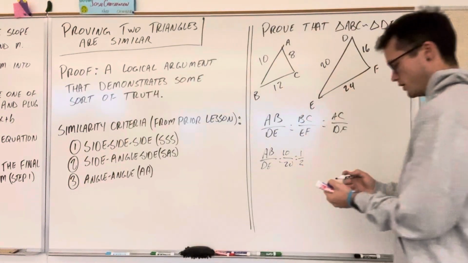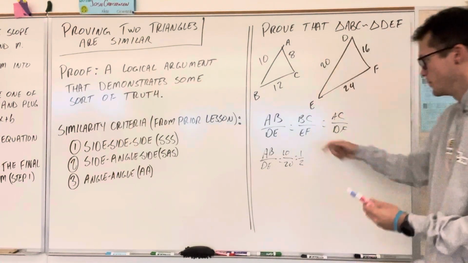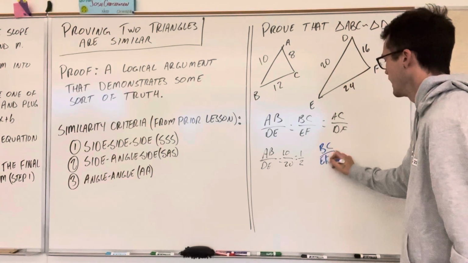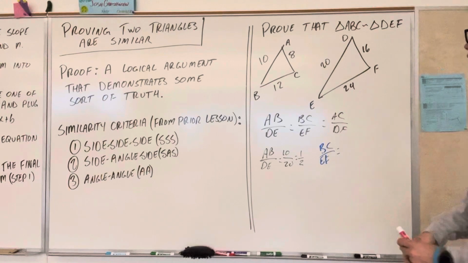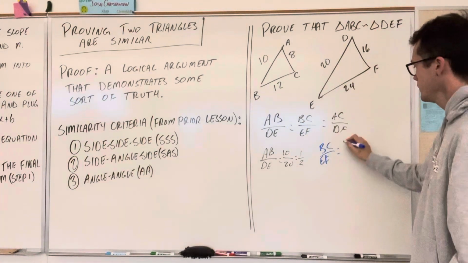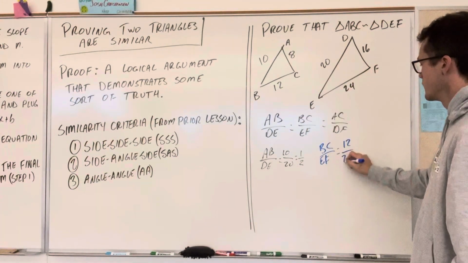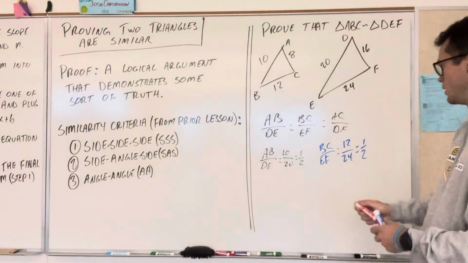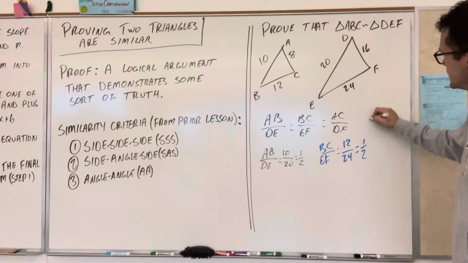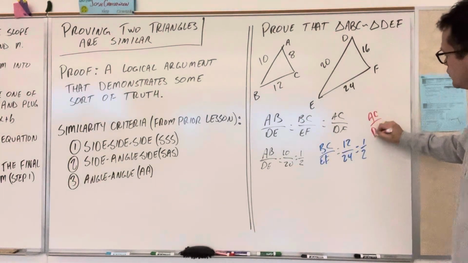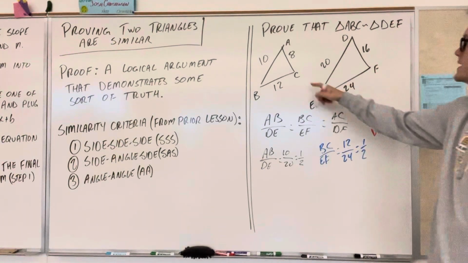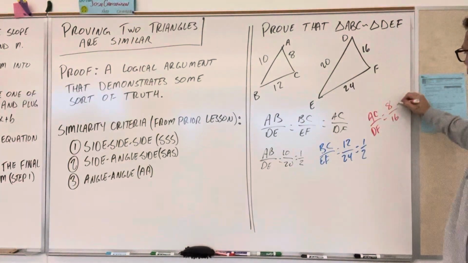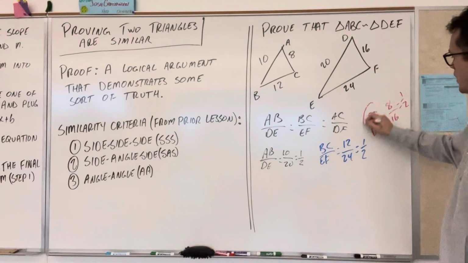Let's look at this next one. Let's change colors here to differentiate. I'm gonna look at BC over EF. So BC over EF, just doing a little bit of exploring now. BC has a length of 12. EF has a length of 24. That can also reduce to 1/2. Great. Let's explore AC. I'm gonna do it up here just to have a little bit more room. AC has a length of 8, and DF has a length of 16. That also has a ratio of 1/2.